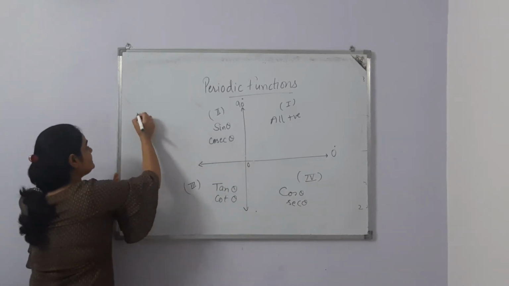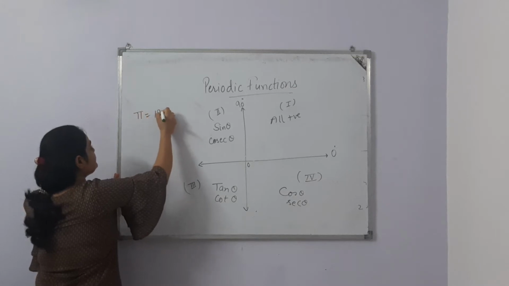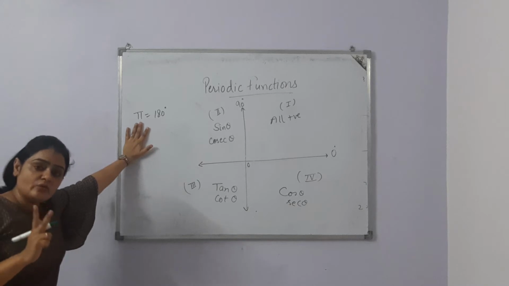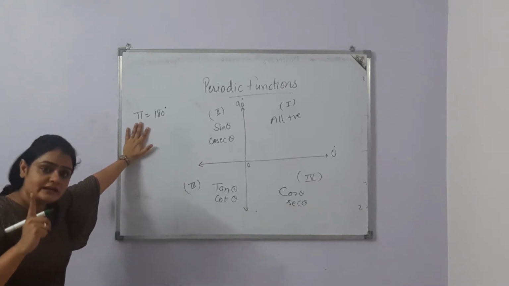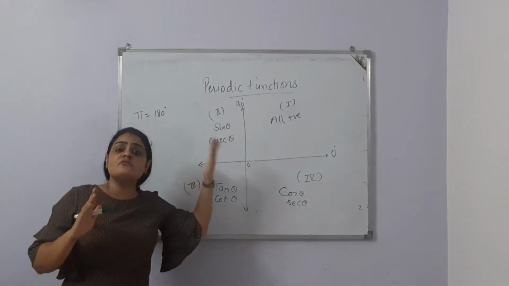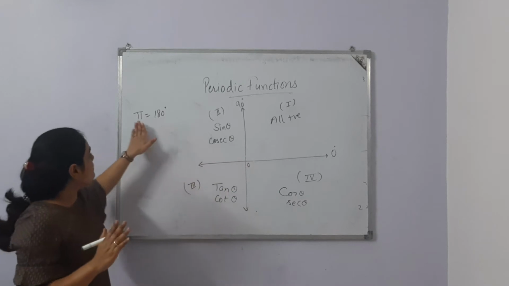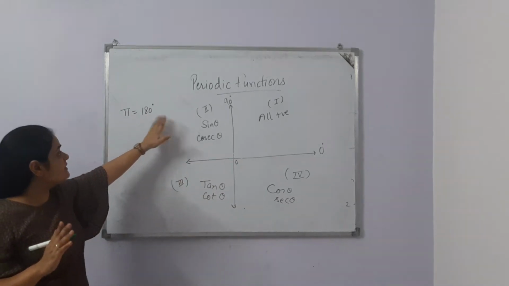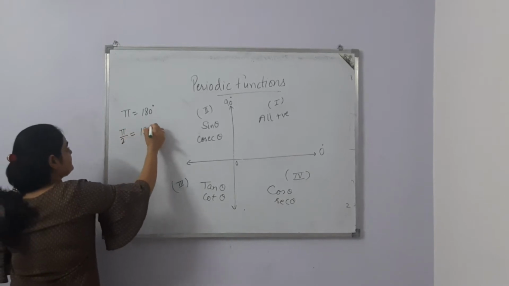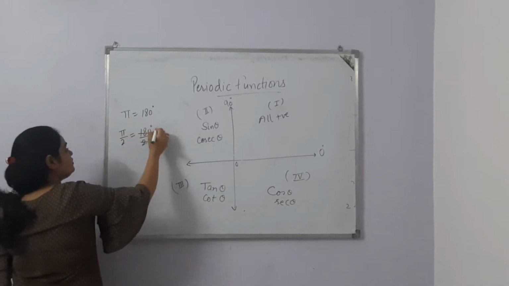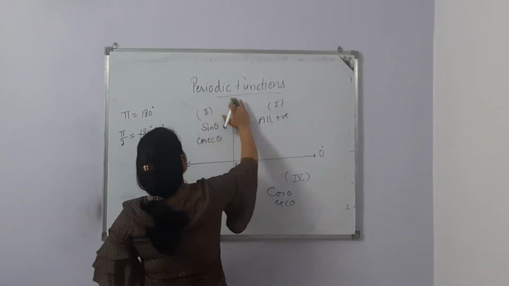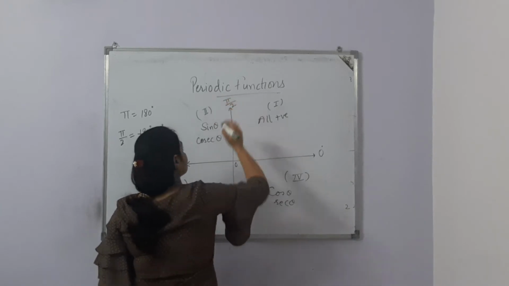Pi is your 180 degree. What is pi? Here pi is radian. We can denote angles in 2 types: one is degree, that you already know, and second is radians, which means in terms of pi. Pi's value is equal to 180 degree. So how do we write 90 degree? Whenever we divide 180 by 2, we get 90 degree. So instead of 90 degree, I am writing pi by 2.